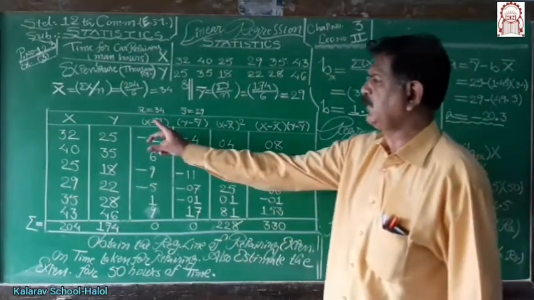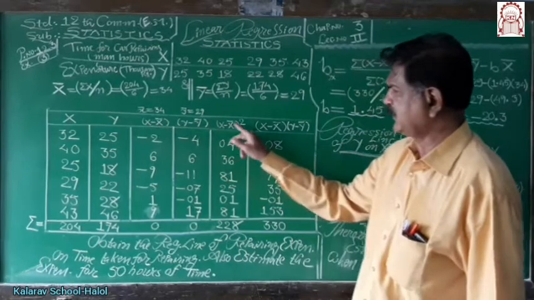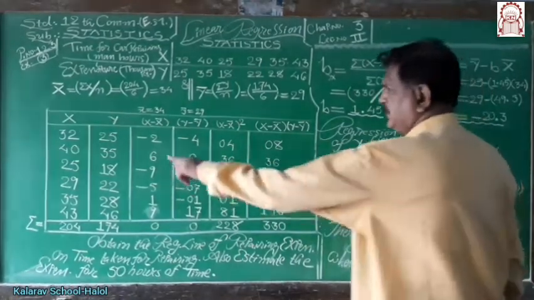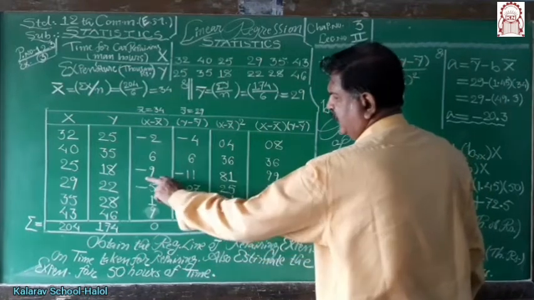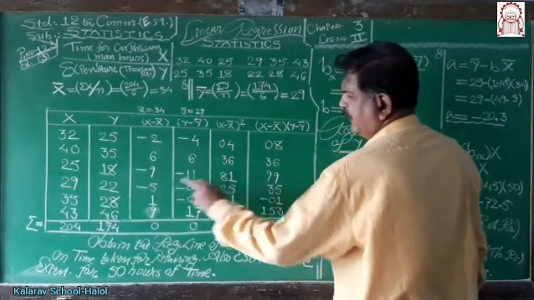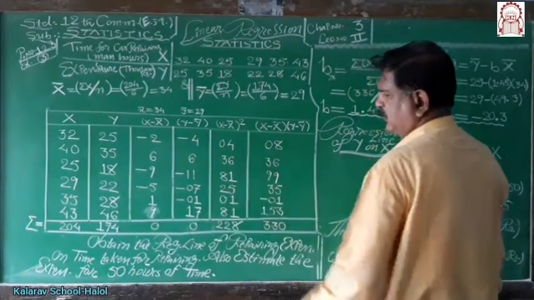After calculating x minus x bar and y minus y bar, make the square of x minus x bar whole square. Minus 2 square is 4. 6 square is 36. Minus 9 square equals 81. Minus 5 square is 25. Therefore we get x minus x bar whole square.